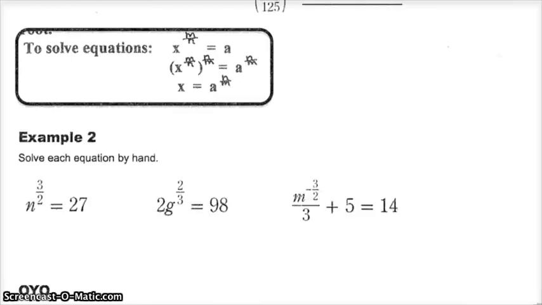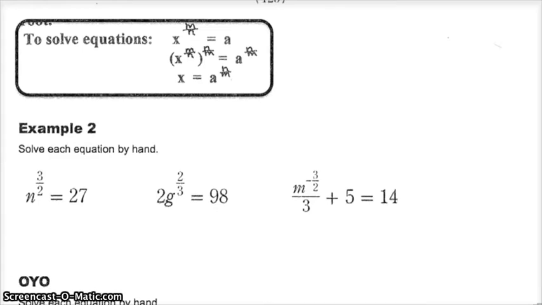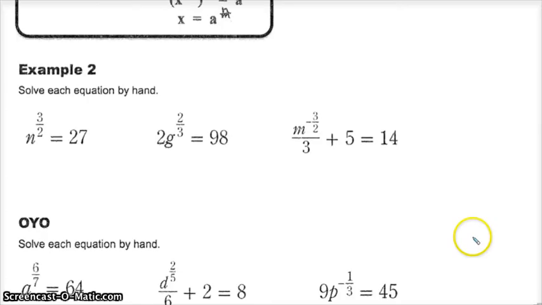Alright, in order to solve equations with rational exponents, we're going to do it in basically the same way we did when we looked at just exponents when it was 1 over a number. We're going to raise it by the reciprocal. So for example, in number 2, I will do n to the 3/2. To undo that, I'll raise it to the 2/3 power. And what I do to one side, I must do to the other.